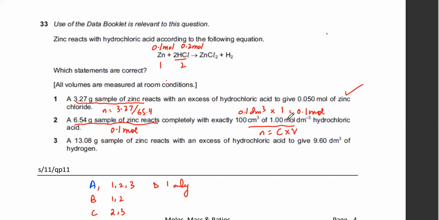So the second statement is saying that 0.1 moles of zinc should react with 0.1 moles of hydrochloric acid, which is incorrect because the equation is saying that 0.1 moles would react with 0.2. It's 1:2. So the second statement appears to be incorrect. Is this clear that the second statement is incorrect? Izhan, is this clear? Raid, is this clear?